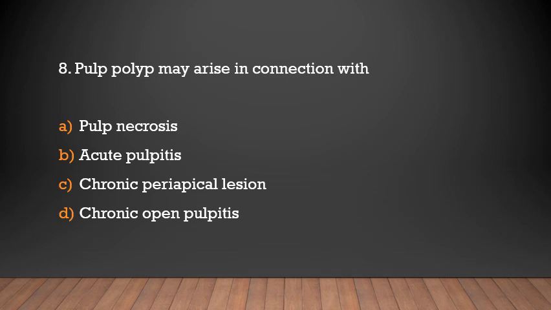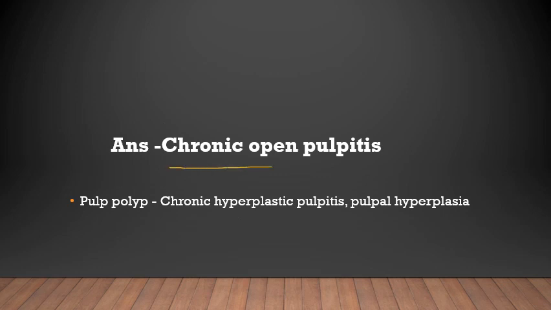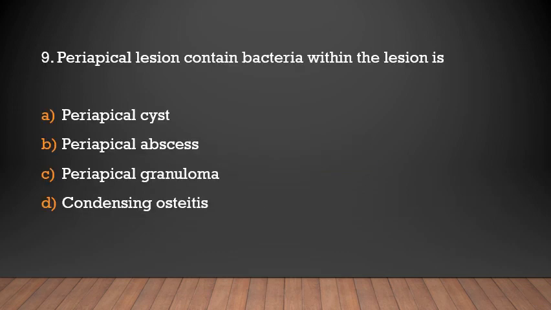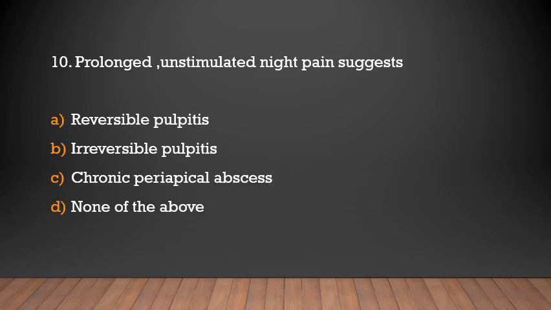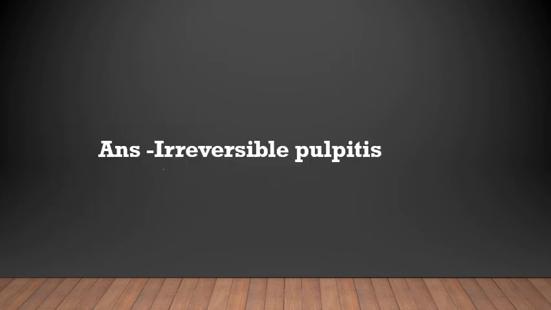Pulp polyp may arise in connection with: pulp necrosis, acute pulpitis, chronic periapical lesion, or chronic open pulpitis? Chronic open pulpitis. Pulp polyp is otherwise known as chronic hyperplastic pulpitis or pulpal hyperplasia. Which periapical lesion contains bacteria within the lesion: periapical cyst, periapical abscess, periapical granuloma, or condensing osteitis? Periapical abscess. Prolonged unstimulated night pain suggests: reversible pulpitis, irreversible pulpitis, chronic periapical abscess, or none of the above? Irreversible pulpitis.